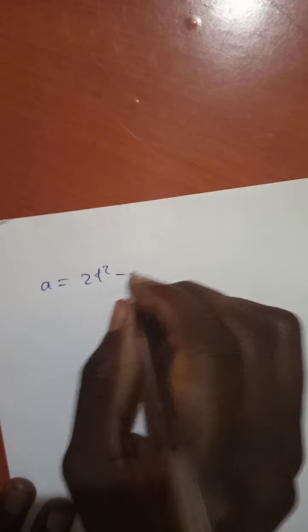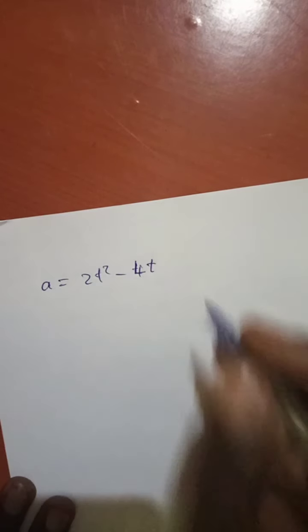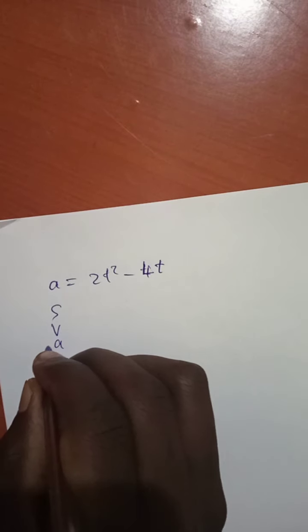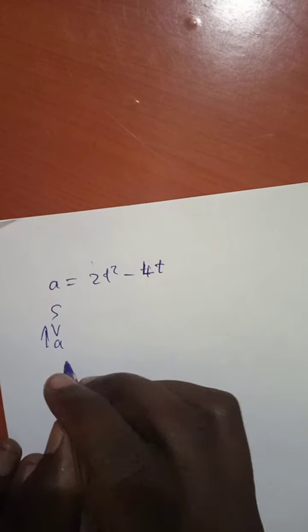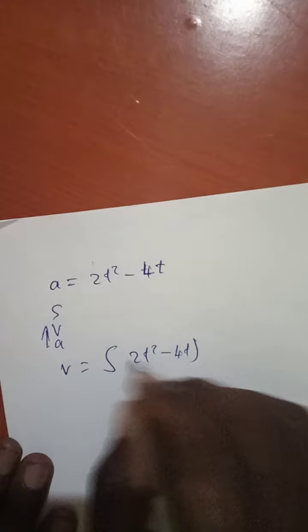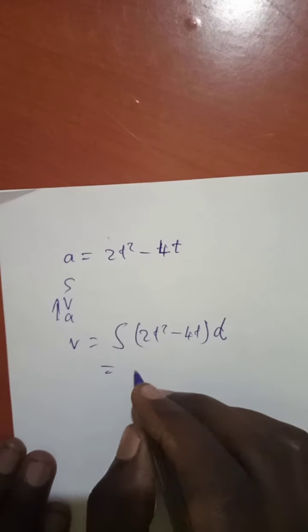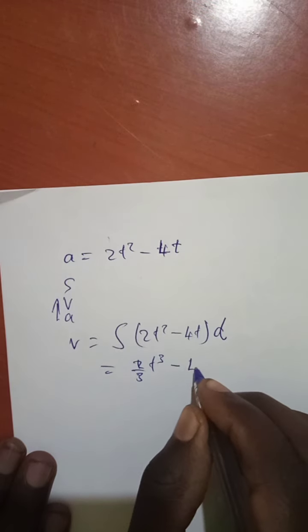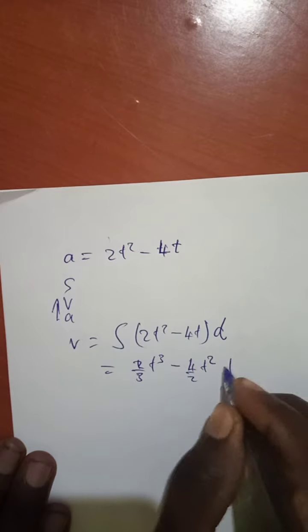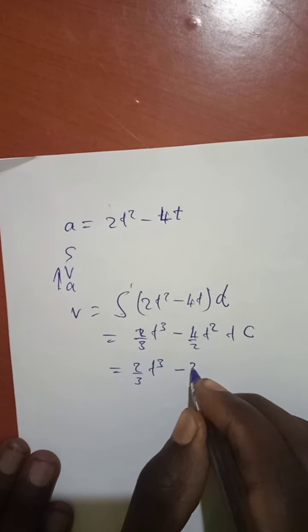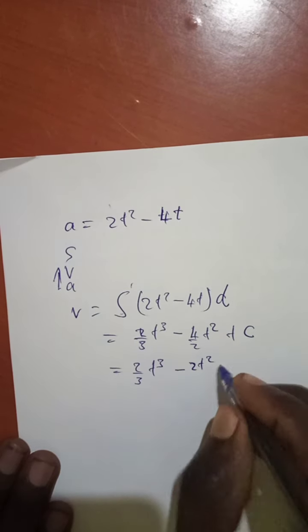Remember, for a case whereby a is given as 2t² − 4t, and they want you to find the velocity function. You know that from S to V to A, when you have acceleration and want velocity, you're integrating once. Velocity is the integral of 2t² − 4t with respect to t. That gives us (2/3)t³ − (4/2)t² + c, because it's an indefinite integral. That means the final is (2/3)t³ − 2t² + c.